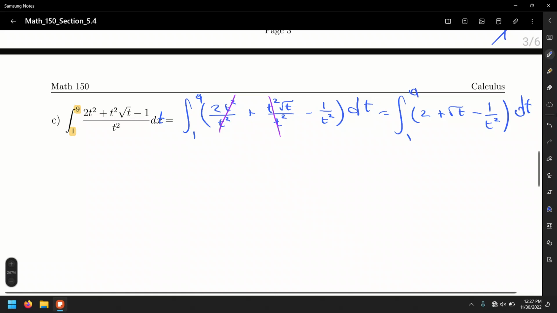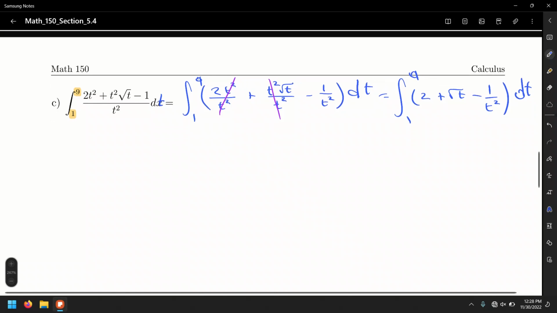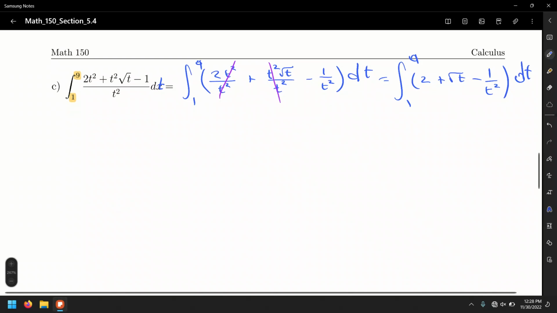Now, we cannot integrate this just yet. Number one, I'm worried about the radical right here. We cannot integrate the radical just in one shot. And we cannot integrate the t squared while it's in the denominator. We need to make sure that this variable term, the t squared in the denominator, is actually in the numerator. And of course, we can do that by just changing the sign of its power into the opposite sign, that is into a negative sign. So let's go ahead and do that. That's the integral from 1 to 9 of 2 plus t to the 1/2 minus t to the negative 2 dt.